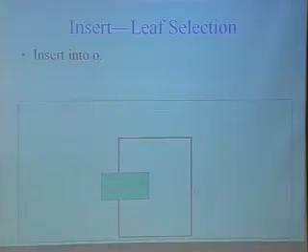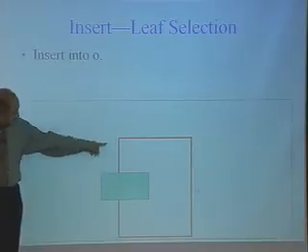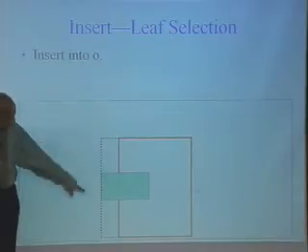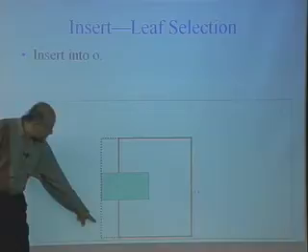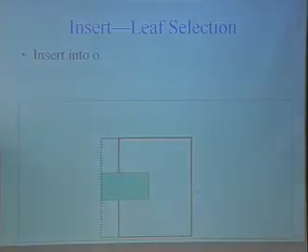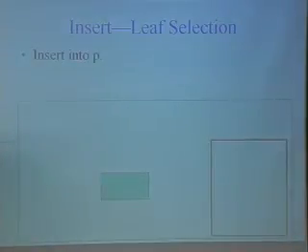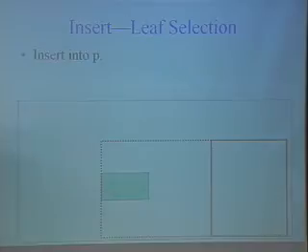If you put it into O, your new MBR would look like that. So it's this much area by which you go up. And if you put it into P, you go up by that. So you do this computation on all of your choices and figure out which choice yields the smallest area increase, and that's where you do the insert.